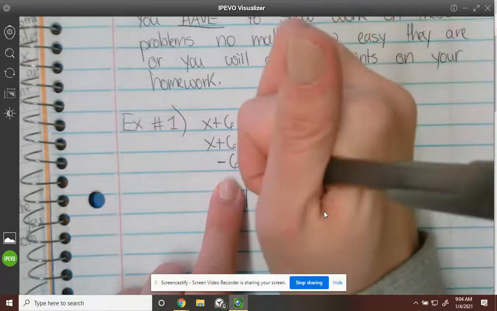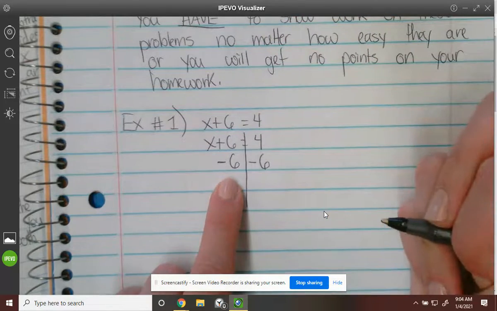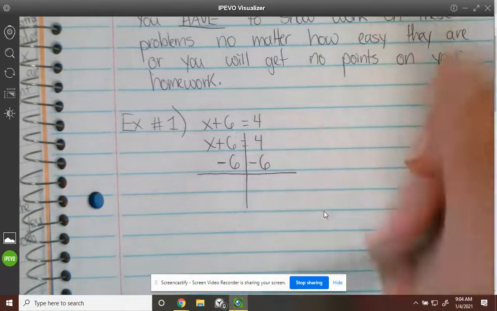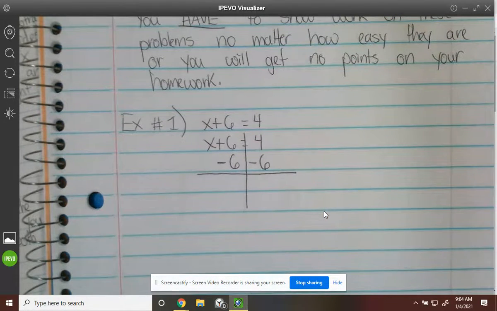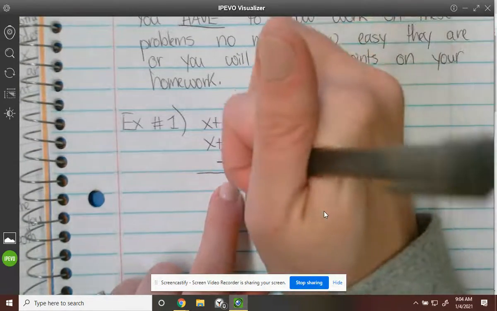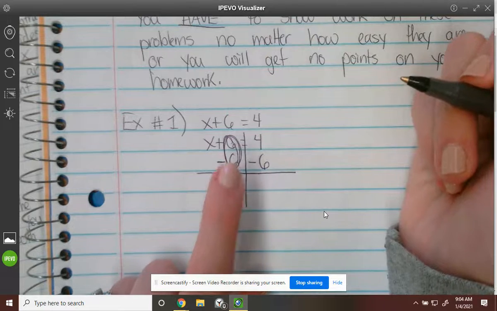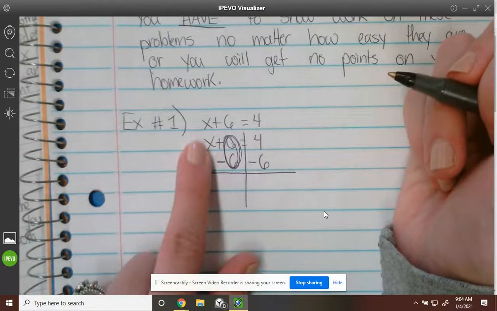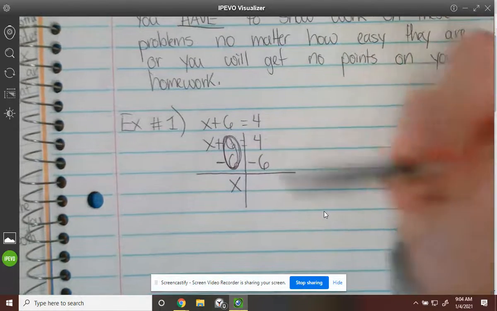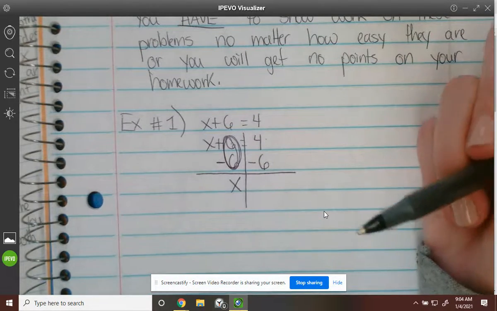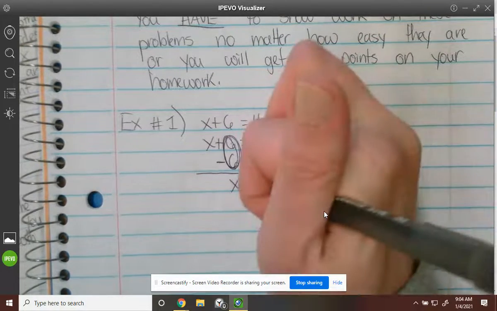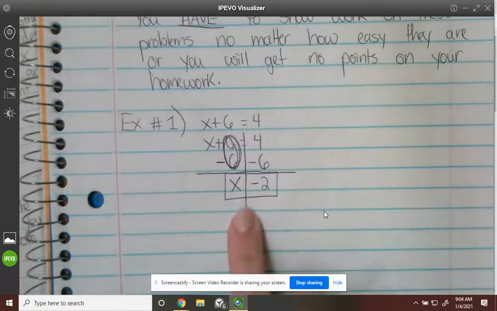What you do on one side, you have to do on the other. Okay. So now I go through and see what happened here. Well, x just stays x because nothing really happened to it. But what happens right here? Plus 6 and minus 6. That turns into 0, which is what I wanted to do. I wanted to get rid of 6. So the only thing that's left on this side is x. Then what is 4 minus 6? You can use calculators on this. 4 minus 6 is a negative 2. So guess what? x is equal to negative 2.